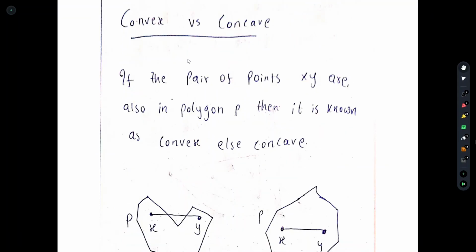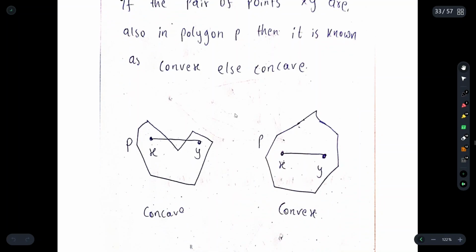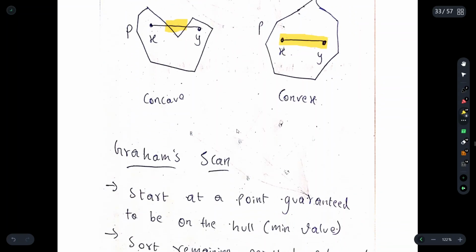Now we will see what is meant by Graham's scan. To know what it means, we need to know something like convex versus concave. If we consider two points x and y, we can say it is convex or concave with the help of the shape. Here the line is getting out of the shape, whereas in the convex it doesn't go out, it stays inside. That is the difference between concave and convex.